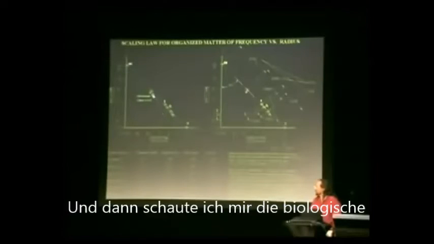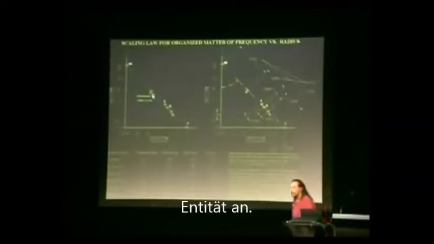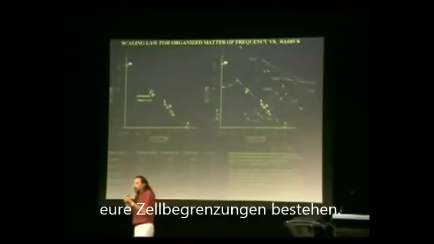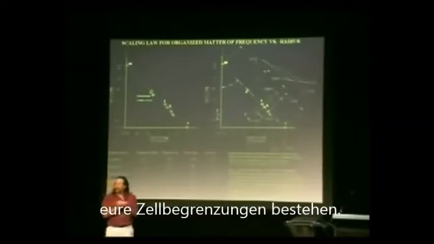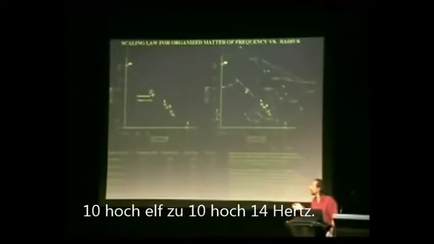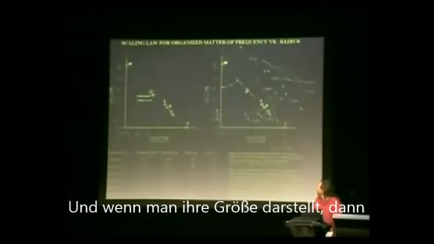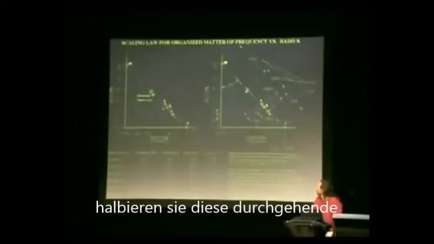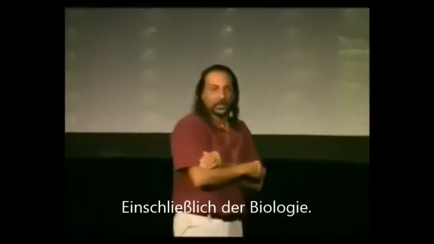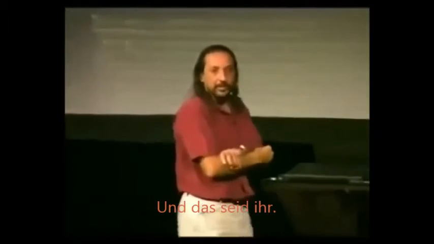And then I looked at the biological entity and found that microtubules, which are little structures that make up your cell's boundary, oscillate at 10 to the 11 to 10 to the 14 hertz, and when you plot their size, it almost bisects perfectly this continuous line from universal size, the size of the universe, to billions of times smaller than an atom. Everything lined up, including biology, which is you.